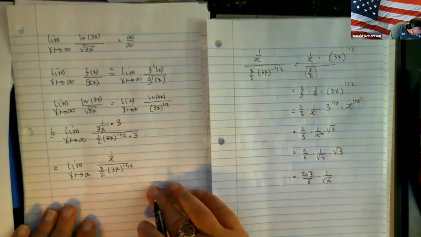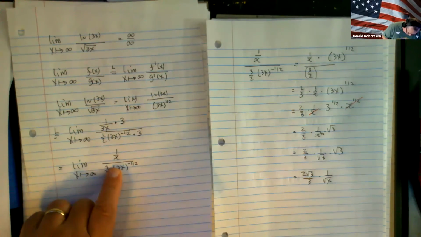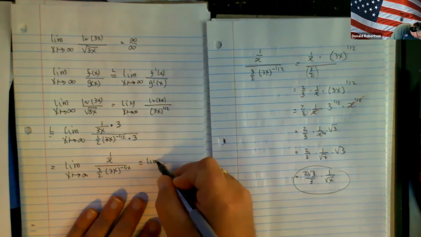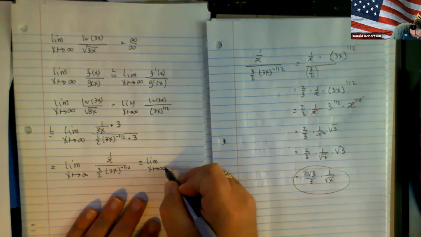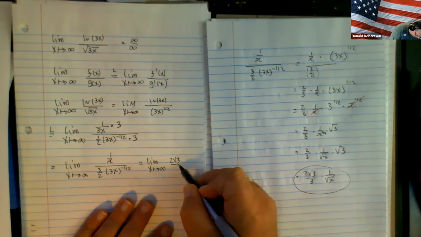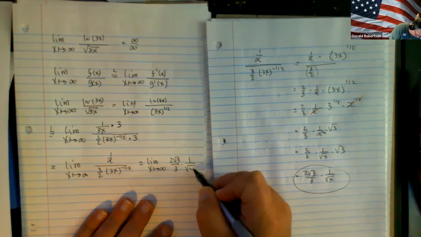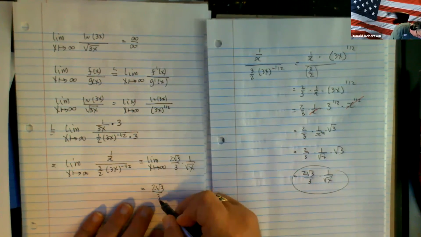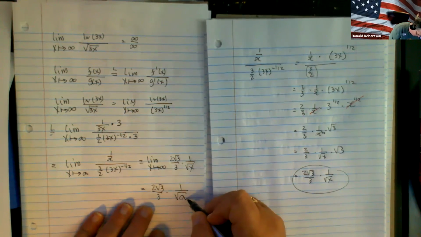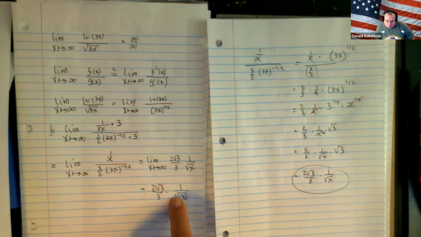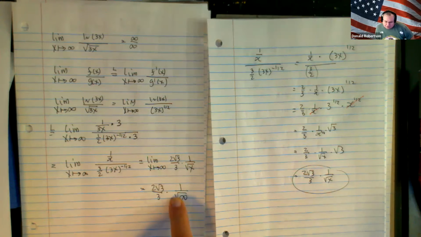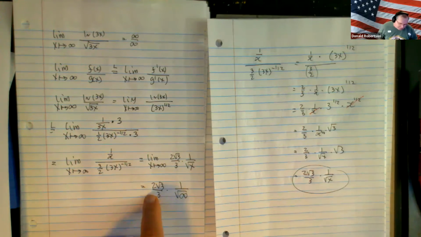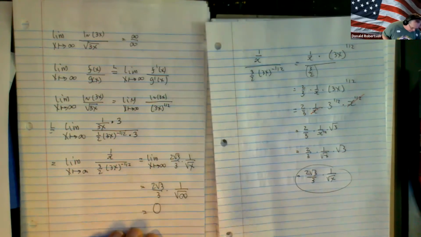Okay, so I want to find the limit as x tends to infinity of this ugly fraction, which with a lot of algebra, I figured out that it can be rewritten as 2√3/3 times 1/√x. And now I'll put infinity in. Brute force. Well, 1 over the square root of infinity. Would you agree that's 1 over infinity, which means it's 0? And 0 times any number is 0. So my answer is 0.